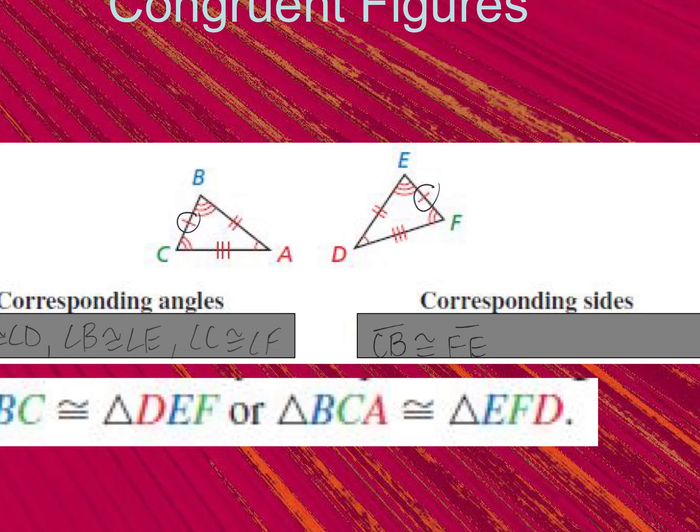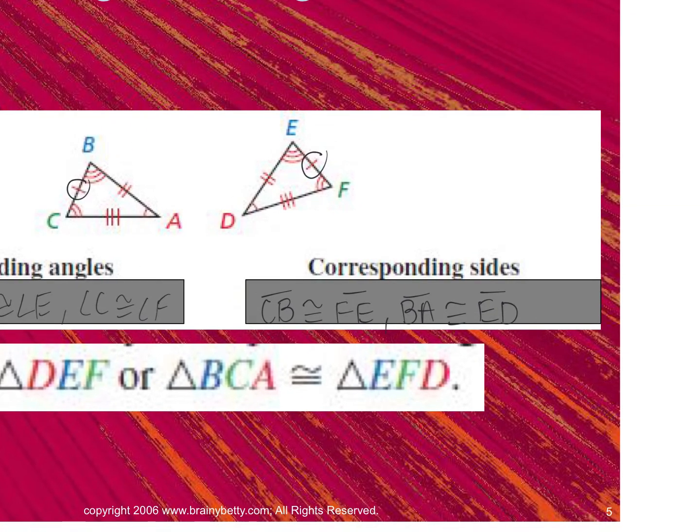What else? Zach, give me one. BA is congruent to ED. Very good. And the last one, Ava? Perfect. CA is congruent to DF.